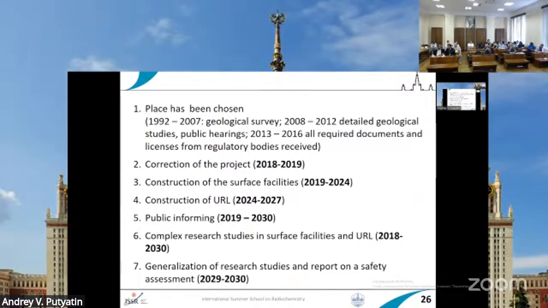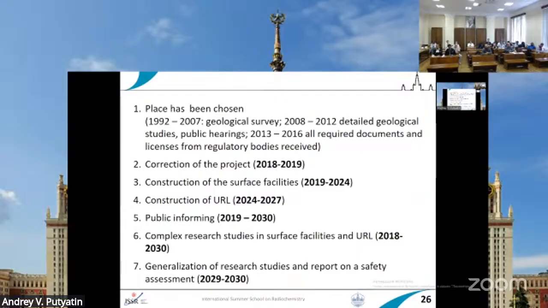And since the end of the 70s, different approaches were considered, and in the 80s all the experts suggested that the only way for safe isolation of spent nuclear fuel and high-level waste is deep geological disposal. So at the end of the 80s, this massive analysis of potential sites started.